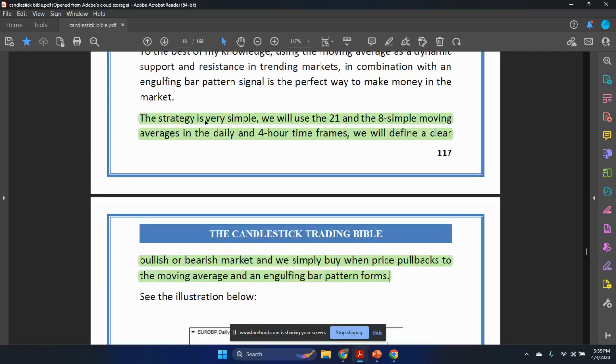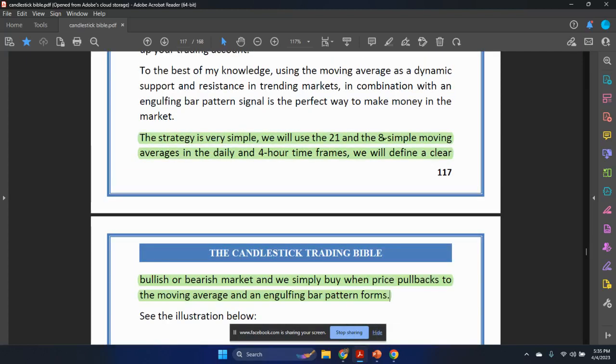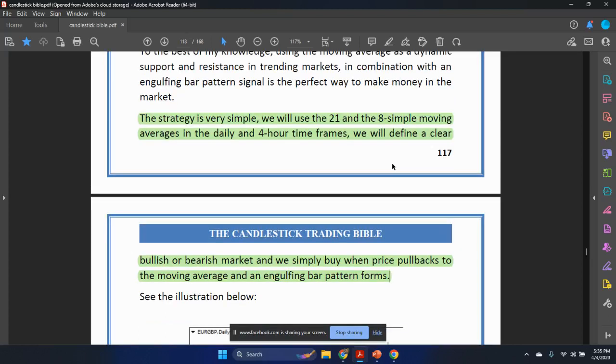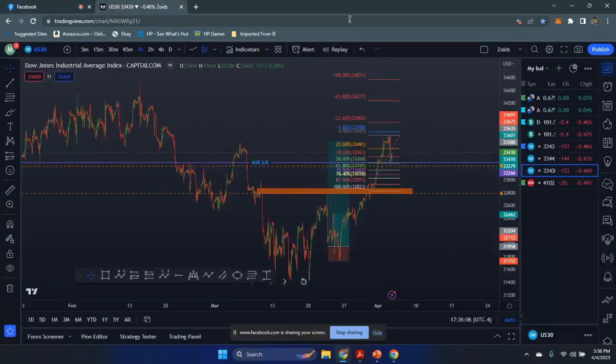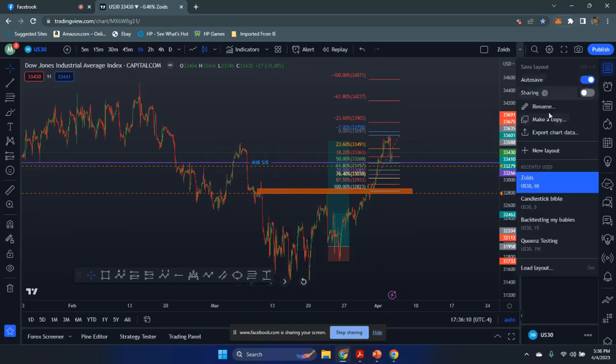So this strategy is very simple. We use the 21 and the 8 simple moving averages in the daily and 4-hour time frames. We will define a clear bullish or bearish market, and we simply buy when price pulls back to the moving average and an engulfing bar pattern forms. So just like that, let's get into it. Let's see if we can find something here.